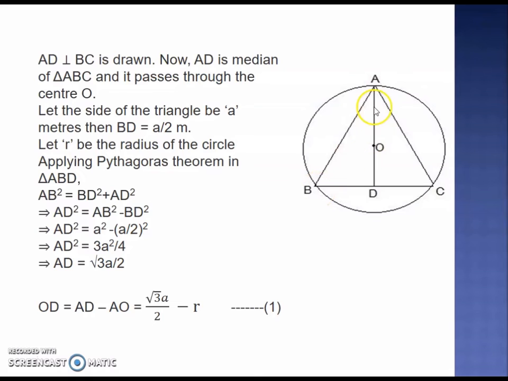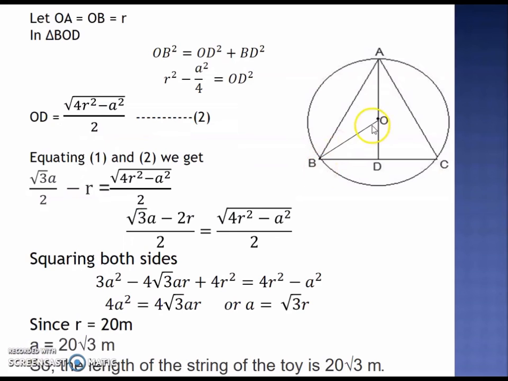Now if I take OA as R, the radius, OD will be AD minus the radius. That is root 3 a by 2 minus R. Join OB. Now when you join OB, you get another triangle BOD. This is also a right angle triangle because angle D is 90 degrees. So here also you can apply Pythagoras theorem: OB square is equal to OD square plus BD square.